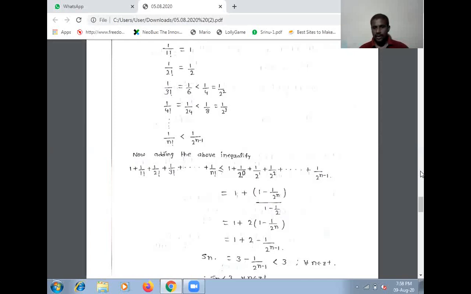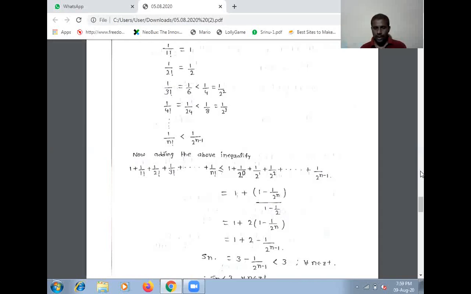Since the total right side is in geometric progression, here r equals 1 by 2. So 1 by 2 is less than 1, so we have the formula: if r is less than 1, the sum is a into 1 minus r to the power of n by 1 minus r. Here r equals 1 by 2. So 1 plus of 1 minus 1 by 2 to the power of n by 1 minus 1 by 2.